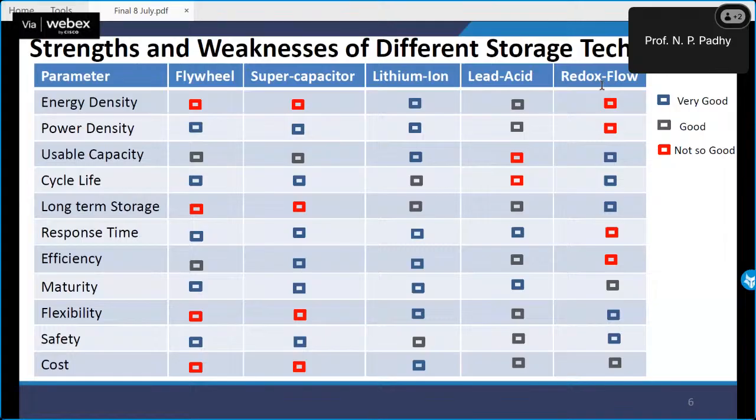Lithium, okay, because there is no red. Excellent. I think my students are very intelligent. I think there is no red mark, which is not so good, and hence lithium ion, 10 out of 10. So let's move to the next slide.